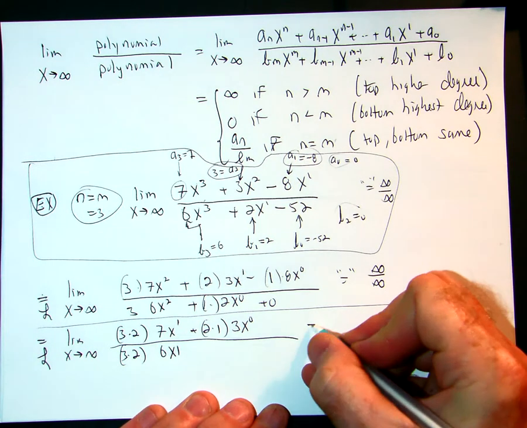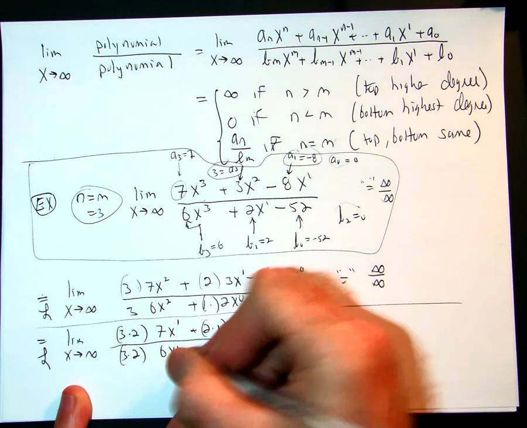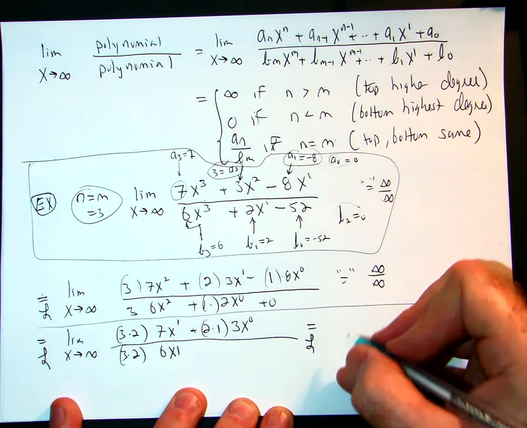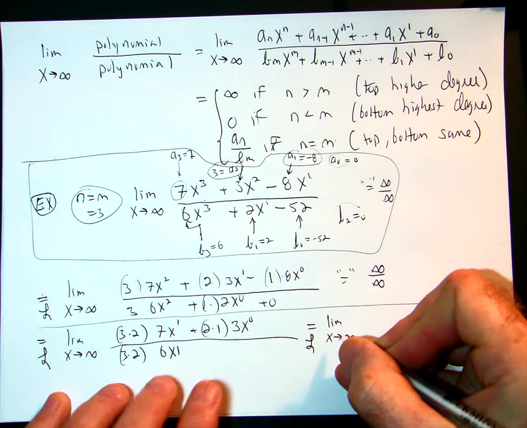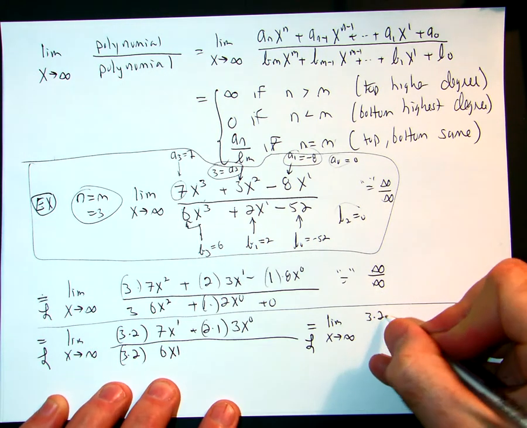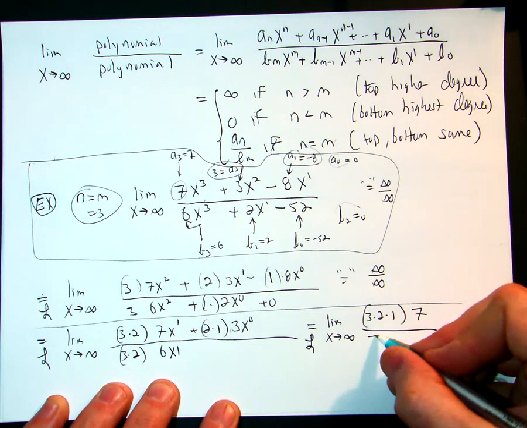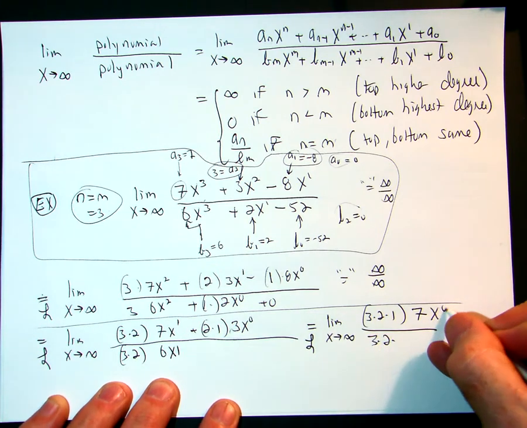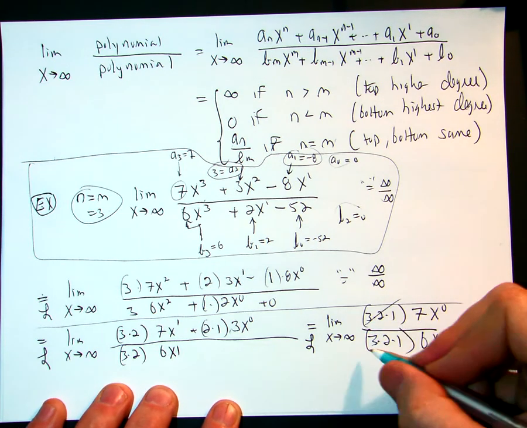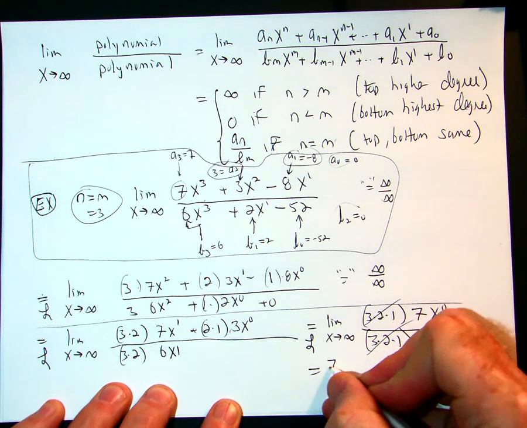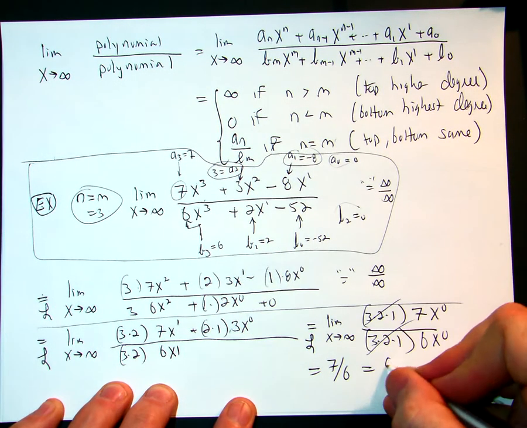I'm going to do this one more time just to show you that it cancels, so probably we don't need to. This is still infinity over infinity, because I have powers of x. So I use L'Hopital one more time. I bring the 1 down, and I get 3 times 2 times 1 times 7. This is 0 over 3 times 2, put the x to the 0 in there, times 1, 6x to the 0.